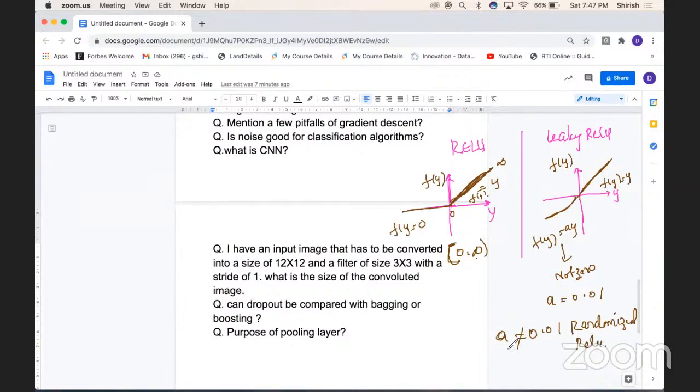So what is the range here for this leaky ReLU? Minus infinity to infinity. It is minus infinity to infinity. So this allows a small positive gradient when this particular unit is not active. If it is not active, that is the difference between your ReLU function and leaky ReLU.